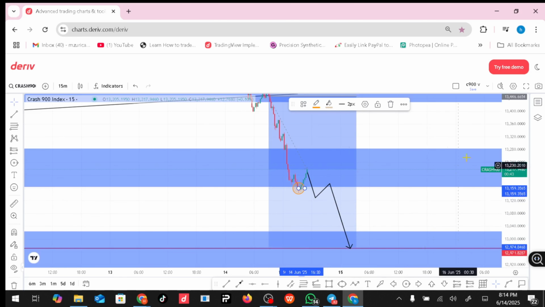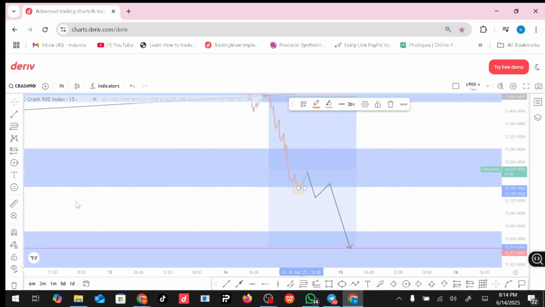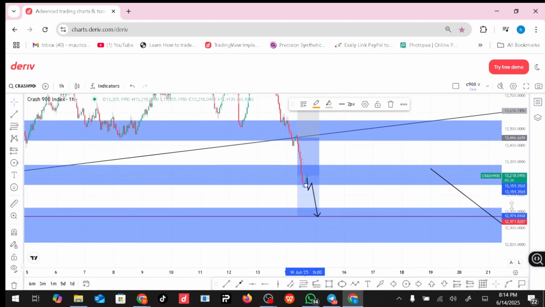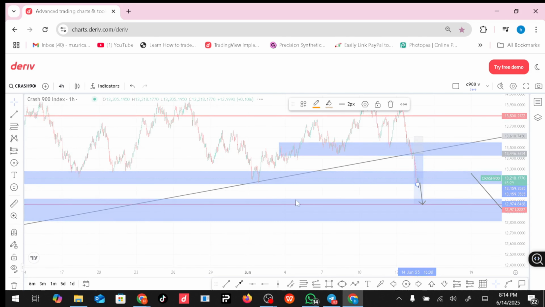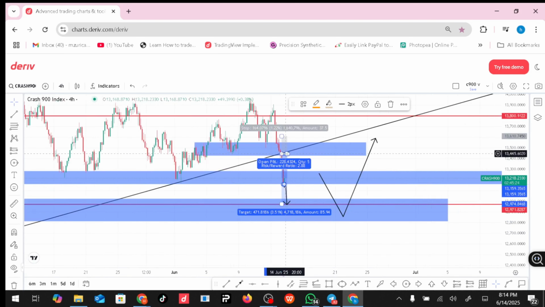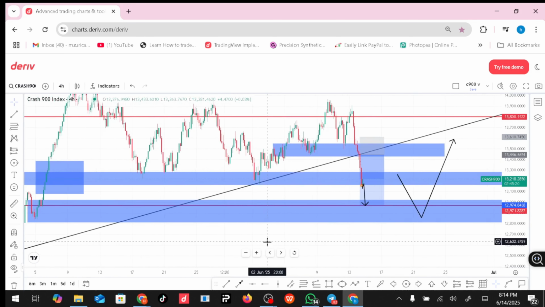I hope you guys learned something. So this is how I was able to take my trade, and this is how my trade is going. Let me go to the 4-hour time frame so that you can see better. This is how my trade is going. This is how I took this trade.